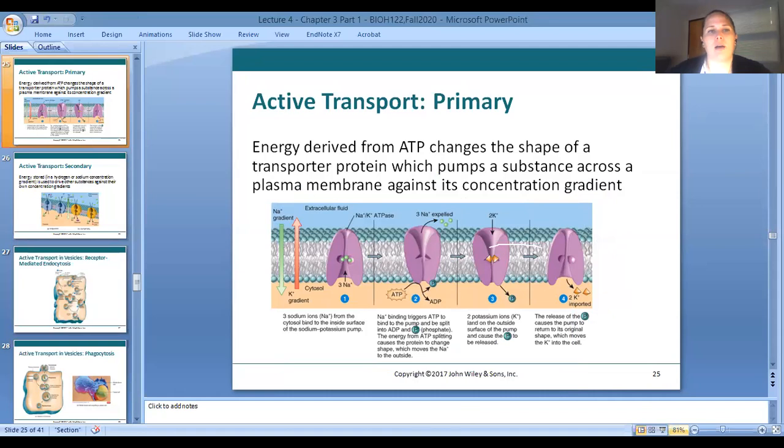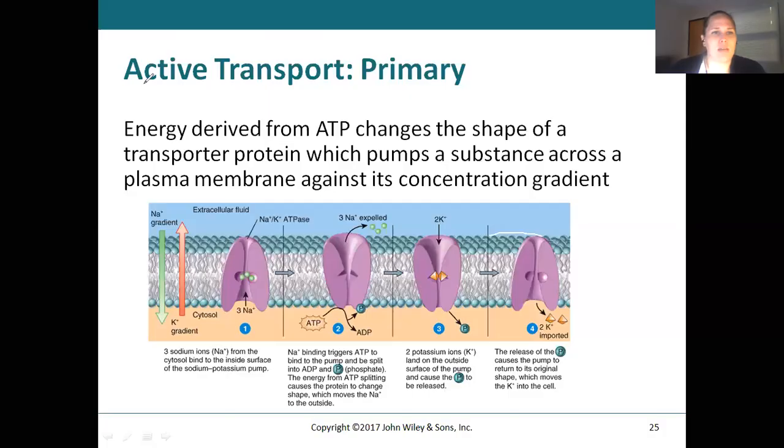So we talked about the different types of passive transport, and next we're going to talk about different types of active transport. Active transport is different than passive because it requires some type of input of energy. Energy derived from ATP changes the shape of a transporter protein, which pumps the substance across the plasma membrane. In this case, we're looking at examples of the use of ATP, or energy, of cells.